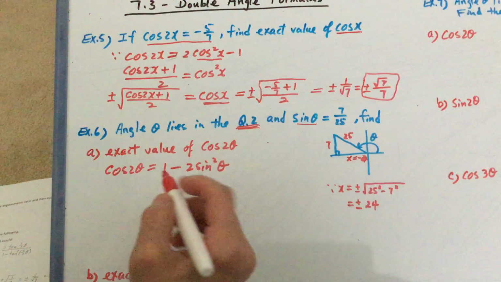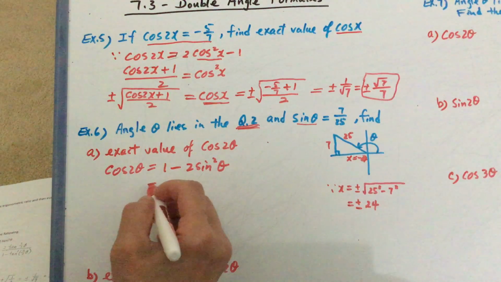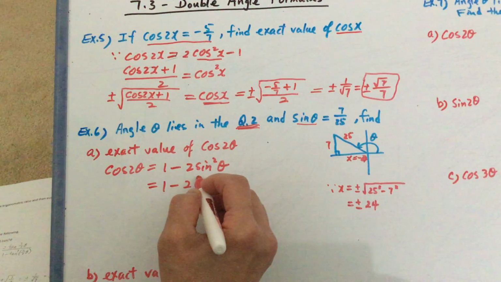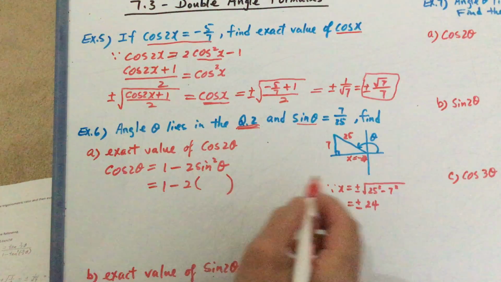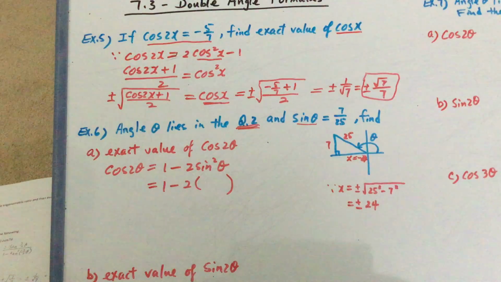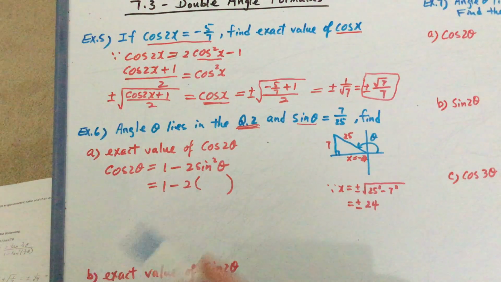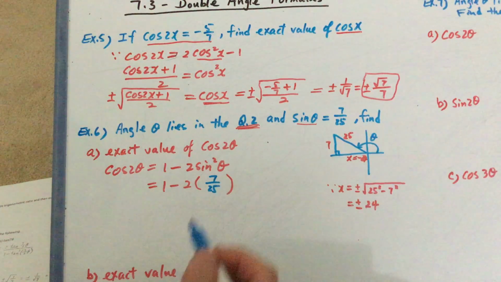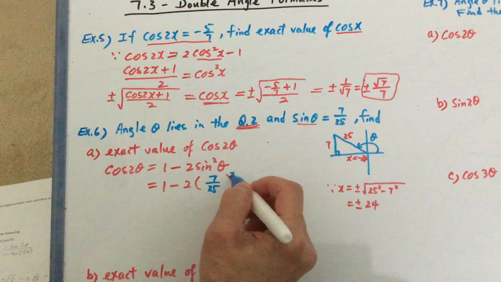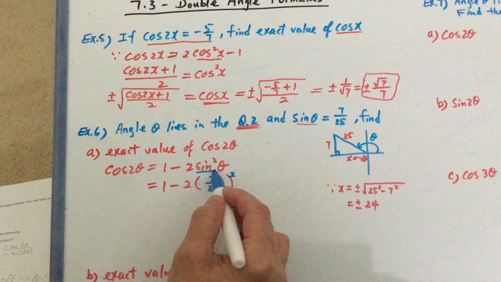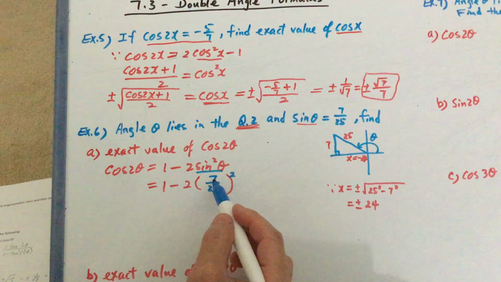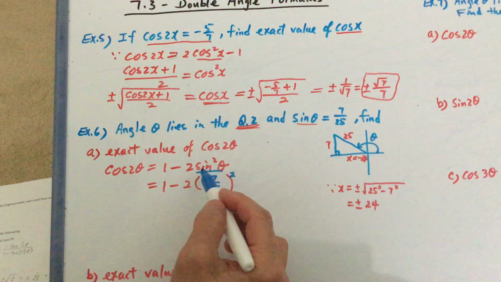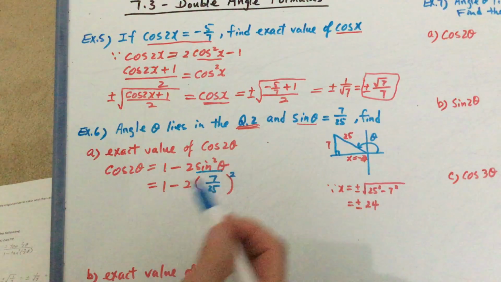Because this is given. So when I'm trying to get this, 1 minus 2 times, well, I know that sine theta is equal to 7 over 25. So if I put in this, that will give me the sine square theta. Sine theta is equal to 7 over 25, but to the power of 2. That is the same as the sine squared theta here.